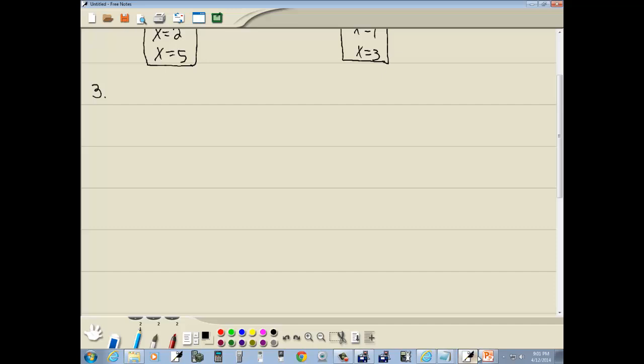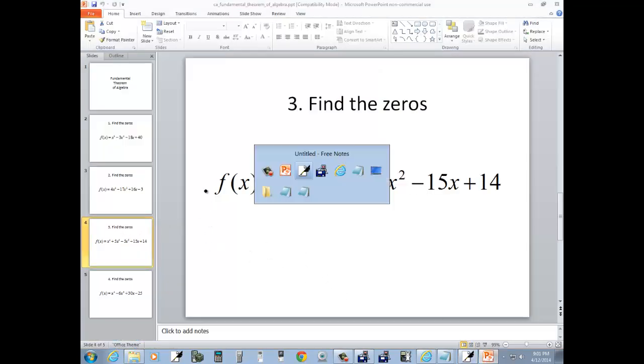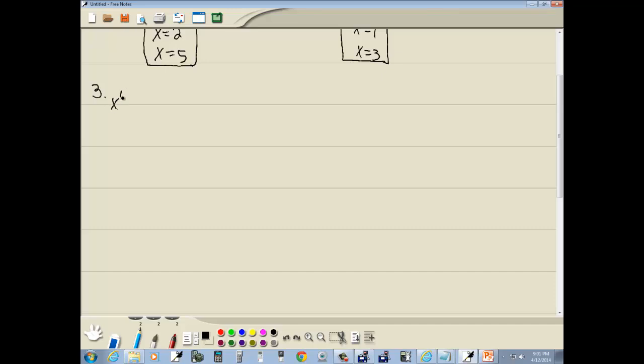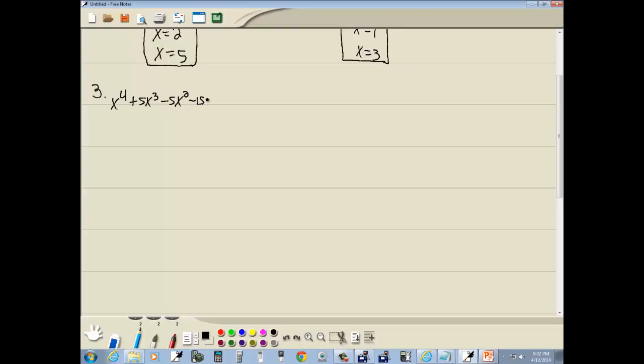Okay, let's take a look at our third one. We want to find the zero, so we're going to set this equal to 0. So we got x to the 4th plus 5x to the 3rd minus 5x squared minus 15x plus 14 equal to 0.